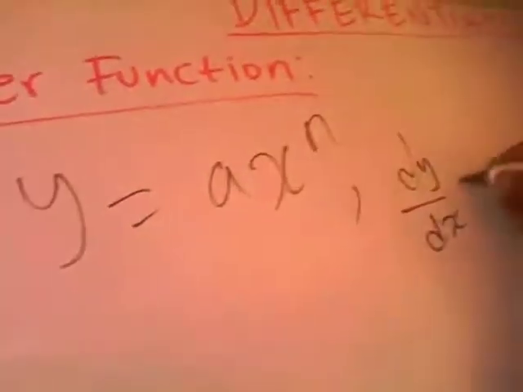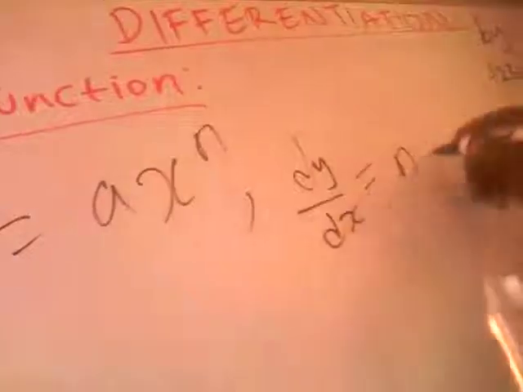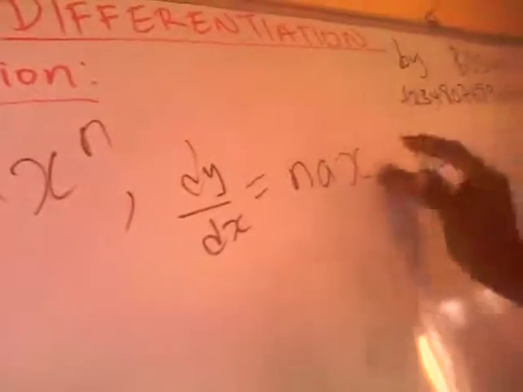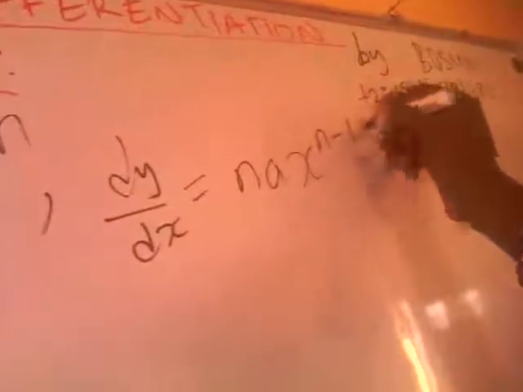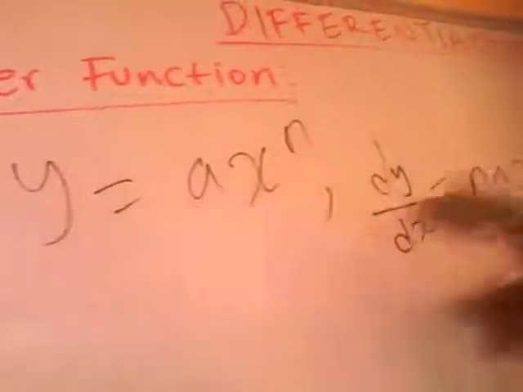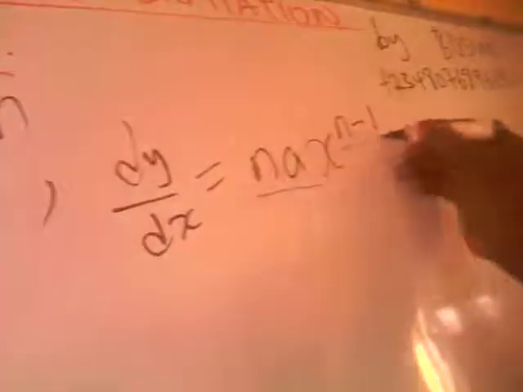Now, to do that, we have to bring the power, which is n here, to multiply the coefficient of x. That gives us na, and now we raise x to a new power, which is 1 deducted from the old power. So at any point in time when we are differentiating a power function like this, we simply multiply the coefficient by the power to have na. That gives us a new coefficient, and at the same time we deduct 1 from the old power to have a new power. That is the simple rule of power function in differentiation.